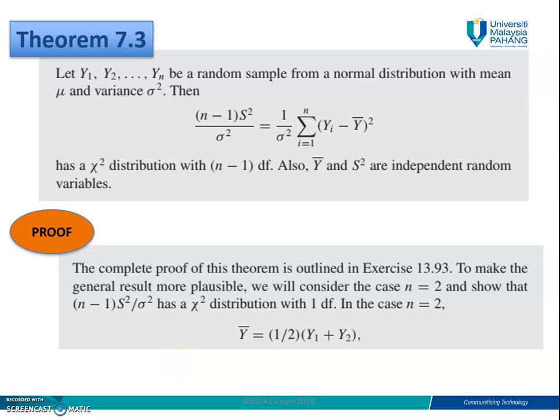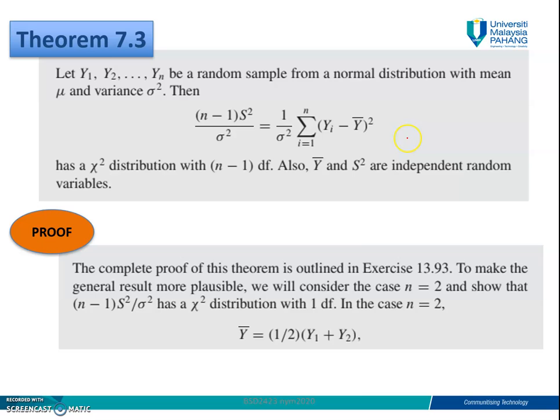So in this video, we'll continue with theorem 7.3 that we've discussed in the previous video. But here we'll show you how to prove it. Again, if you look at theorem 7.3, we talk about when Y1, Y2, ..., Yn is a random sample from a normal distribution with mean mu and variance sigma square, then you will have this.